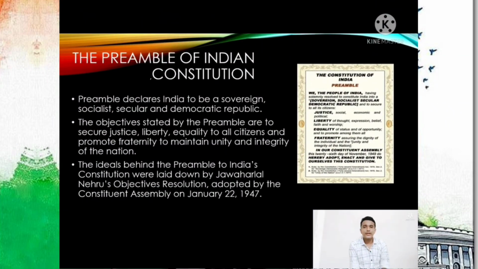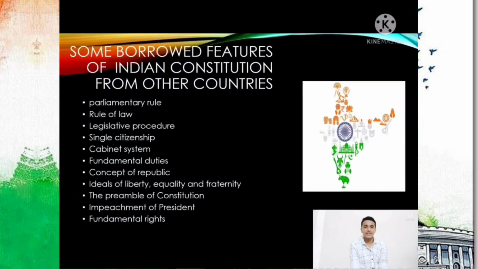So now we can discuss the preamble of our Indian Constitution. The preamble of our country determines that India should be a sovereign, secular, socialist and democratic republic. The preamble states that it aims to secure to all citizens justice, equality, liberty and fraternity.